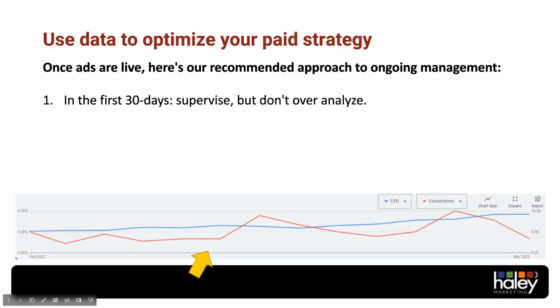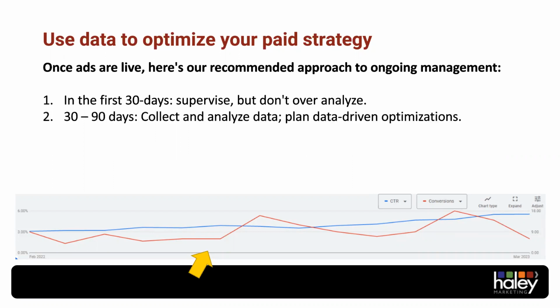So really the steps you're going to see here are essentially three or four key steps. When you first launch your ads, you want to supervise but not overanalyze. You want to make sure that your ads are running, collecting initial data, but you need to have some patience to allow that strong initial strategy to run and collect data. Then within the first 30 to 90 days, you're going to collect more data, analyze it, and then start planning those optimization tactics. Once you find what you want to optimize, whether it's removing underperforming elements or enhancing well-performing elements, you're going to launch those tests and basically start the whole process over.